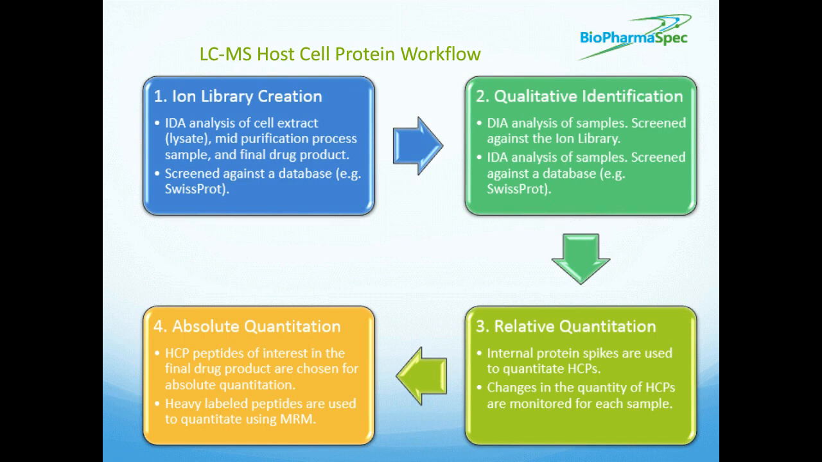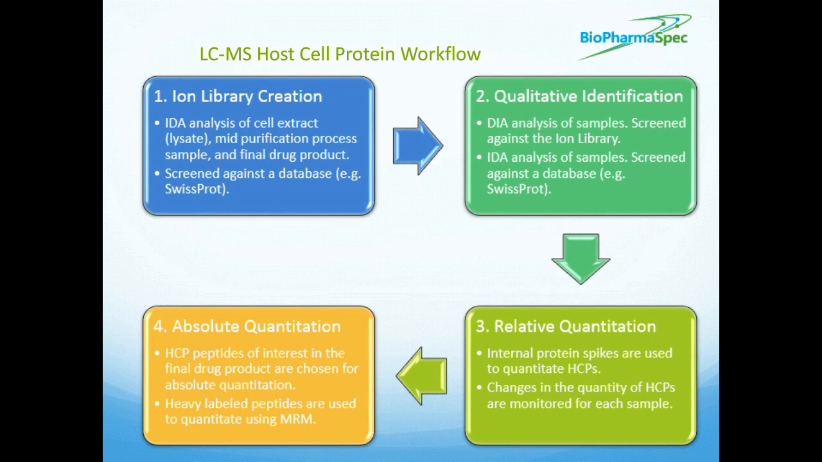So for this step, we use the whole cell extract, or the lysate, and we will create an ion library using our peptide mapping technique, where we map the retention times and MS/MS ions of our potential host cell proteins in our lysate. And this will create a large database that we will screen against throughout the subsequent samples that we're going to look at. For step two, we do a qualitative identification.